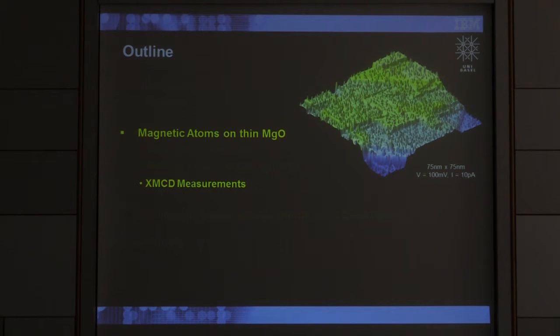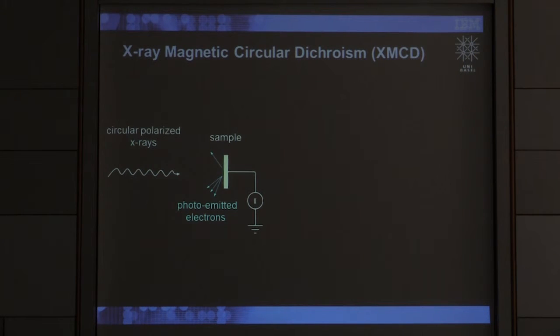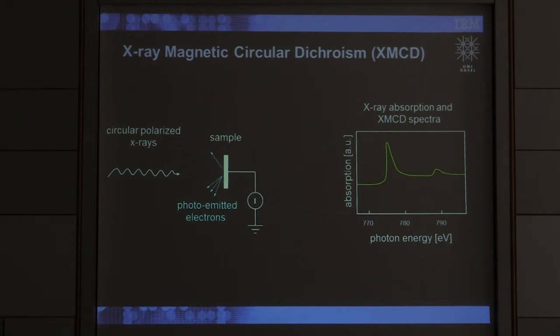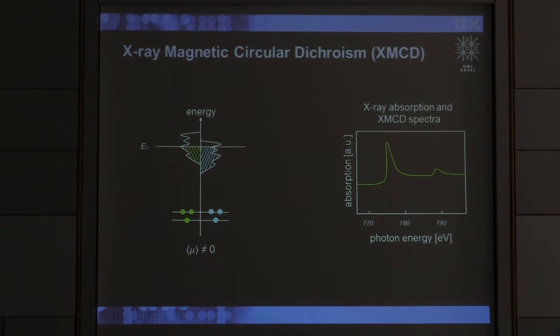So, to the XMCD measurements. In XMCD, you use circularly polarized light, shine on a sample, and measure the absorption spectrum. And that absorption spectrum is different depending on the circular polarization of your incident light. What you do is basically you excite from core levels into the valence band. So with either polarization, you can excite one spin polarization or the other one. And the difference between these two absorption spectra is the XMCD spectrum.